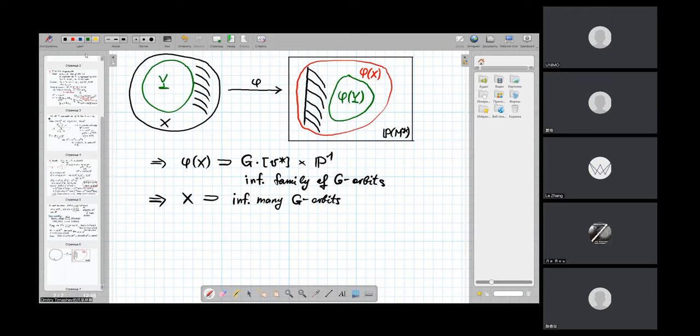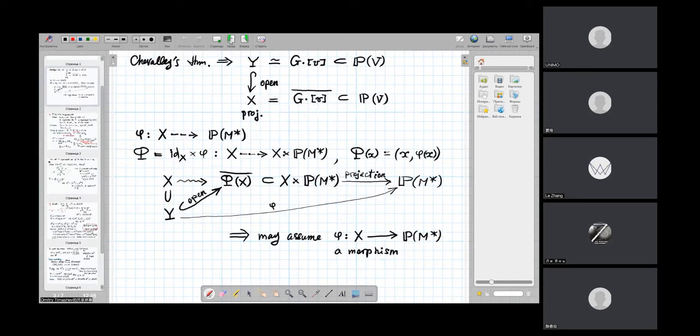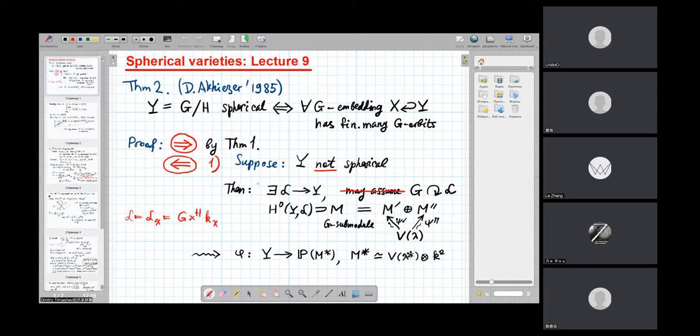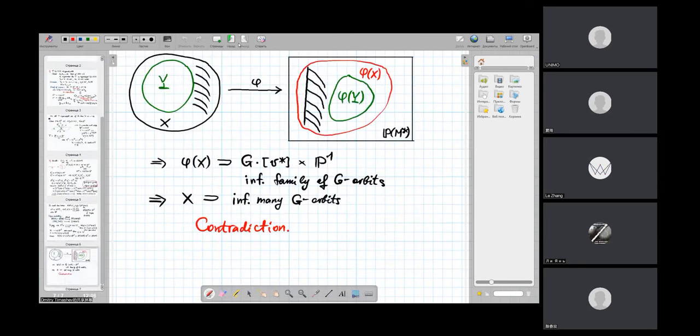And this gives us the contradiction with the initial assumption. So contradiction. The contradiction with the initial assumption that, let me go back to the first page, any G embedding of Y contains finitely many orbits. So this contradiction proves the inverse implication, and so we are done. So the proof is complete.